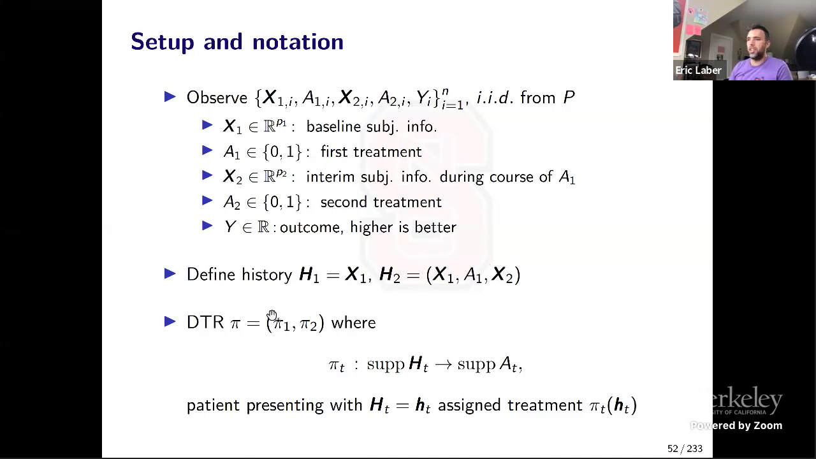And so a policy or a strategy or a dynamic treatment regime here is a pair of functions pi1 and pi2, where pi_t maps the history to the action. So the support of the history, the support of the action, under which a patient presenting with H_t equals little h_t would be assigned treatment pi_t of h_t. So it's just a map from history to actions, and it's a two-stage decision problem.